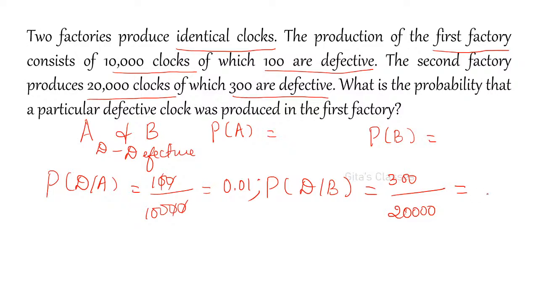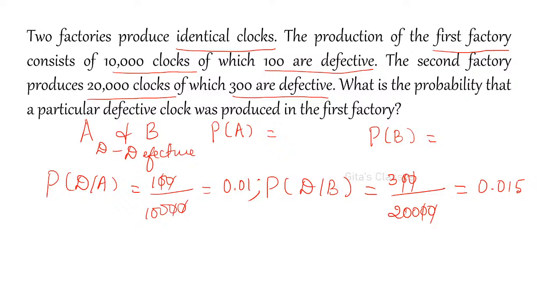So this is 300 by 20,000. This is 300 defective out of 20,000 clocks, right? So 0.015. All of you please post your answers. Nothing wrong. Even if it is wrong, we are not going to get any punishment, okay? Unless you practice, you will not be able to remember.